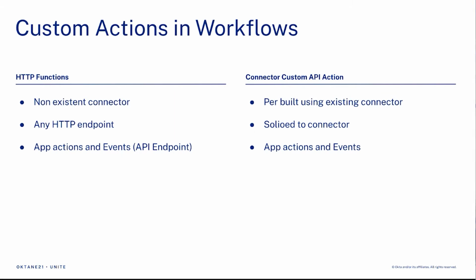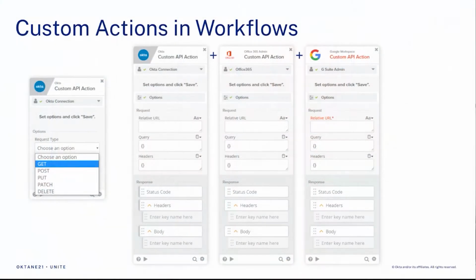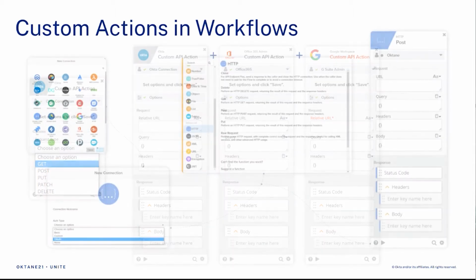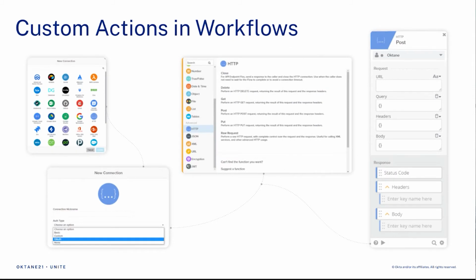In Okta Workflows, there's a few different ways to perform custom actions. Now, we've talked a lot about custom API actions, which is included as part of the connectors, and it uses that stored authorization and authentication information. But there's also specific HTTP functions that allow you to hit any endpoint regardless of the connector. Now, this is really helpful if you have an on-premise system that you wanted to interact with during your workflow, or if you had a custom cloud app that has exposed APIs.